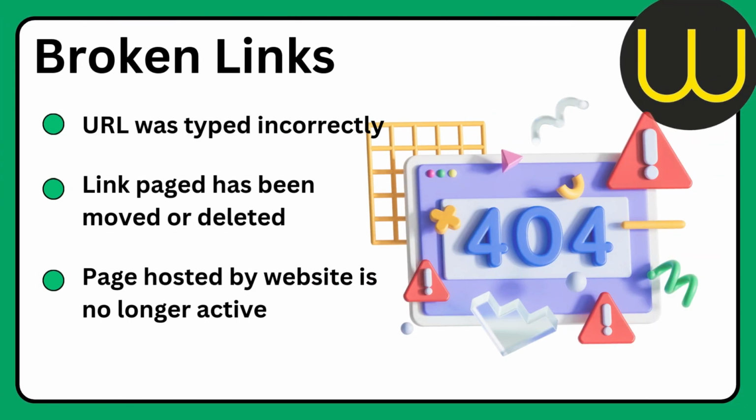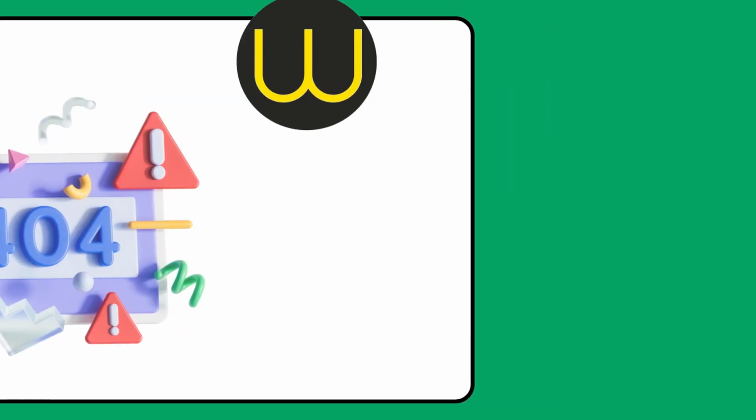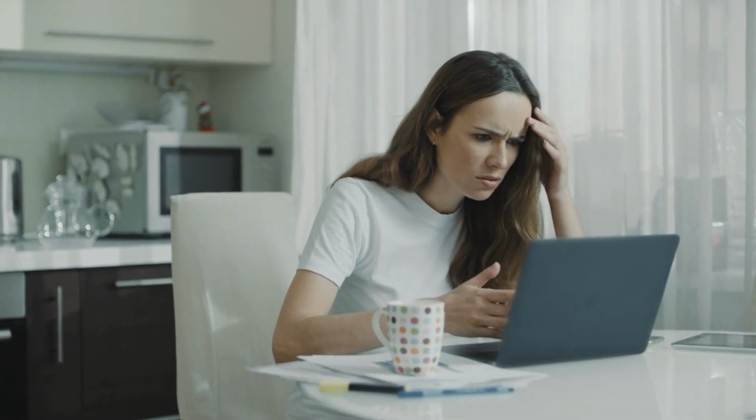First off, what exactly are broken links? A broken link, also known as a dead link, is a hyperlink that no longer works. Broken links are usually displayed as a 404 error message. This could happen for a few reasons. The URL was typed incorrectly, the linked page has been moved or deleted, or the page hosted by the website is no longer active. Broken links are bad news. They frustrate users and can negatively impact your SEO.